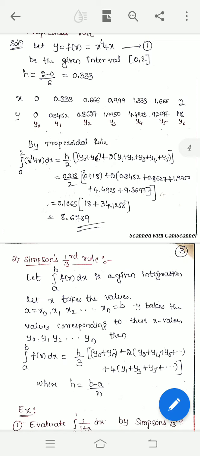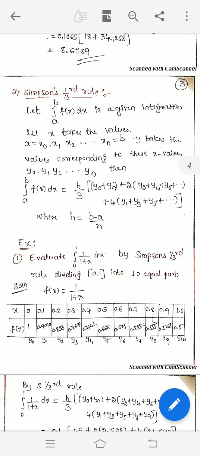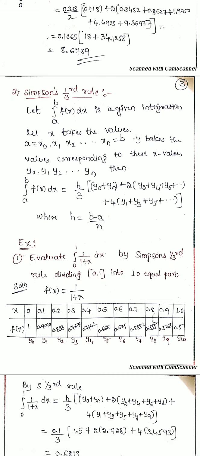Okay, similarly we have another 3 methods. The second method is called Simpson's 1/3 rule. It is also very important from the examination point of view here. Simpson's 1/3 rule. Okay, what does Simpson's 1/3 rule say?